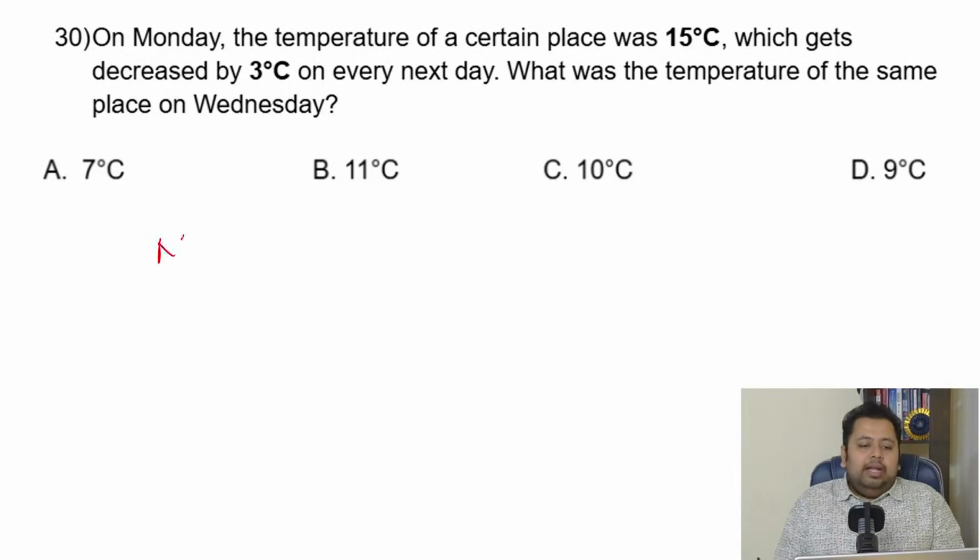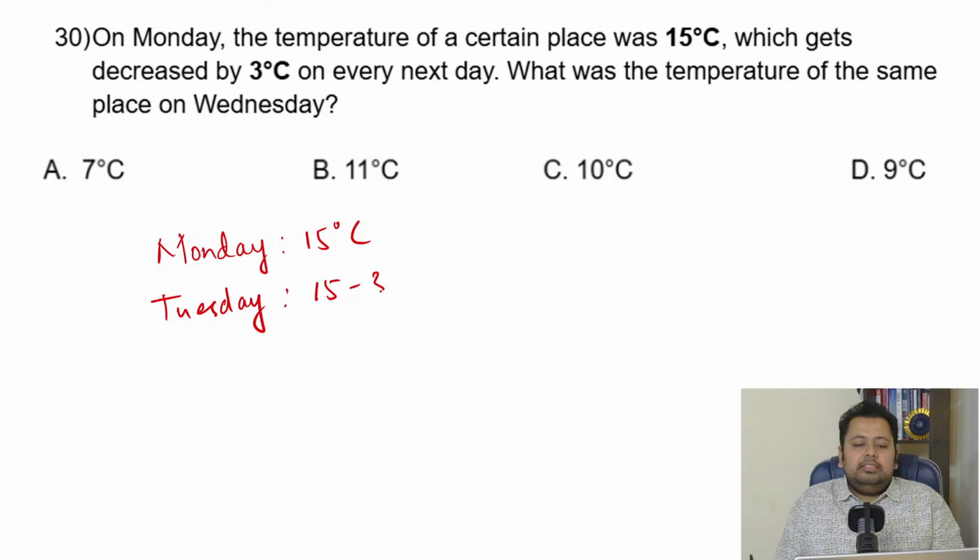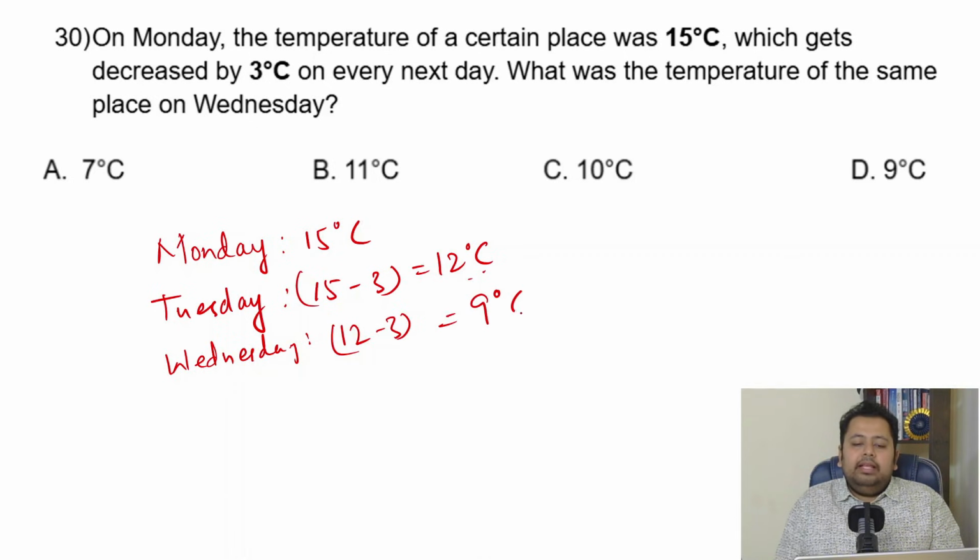Great. So on Monday, it was 15 degrees centigrade, right? What would be the temperature on Tuesday? It is nothing but 15 minus 3, right? Equals 12 degrees centigrade. What would be the temperature on Wednesday? So again, it will fall 3 degrees from here. 12 minus 3 equals 9 degrees centigrade. Option D is your correct answer.